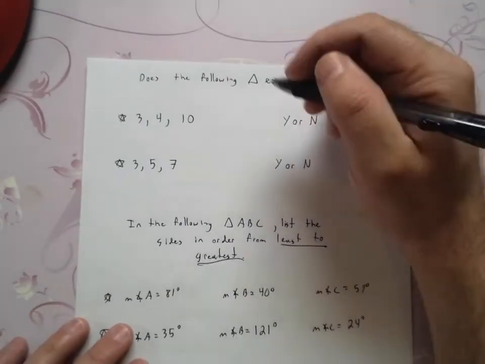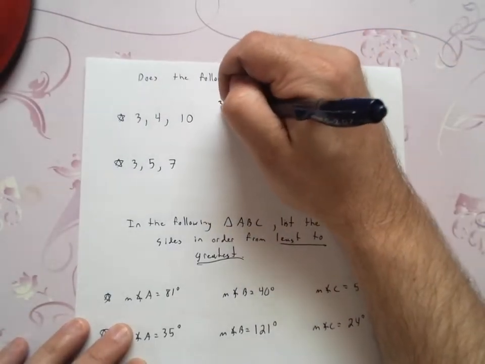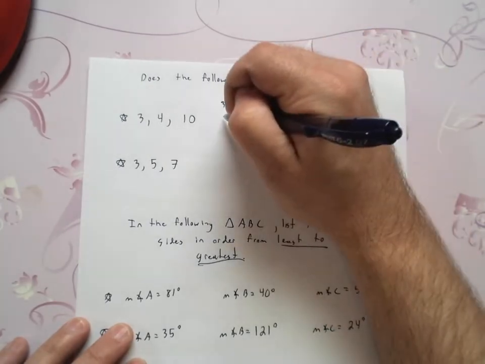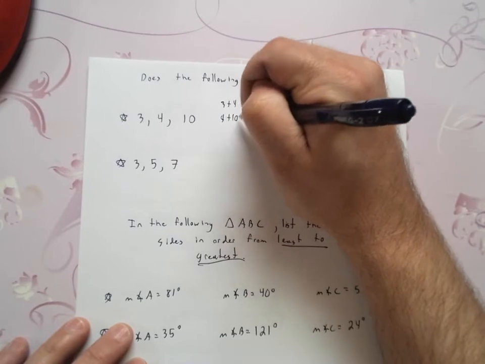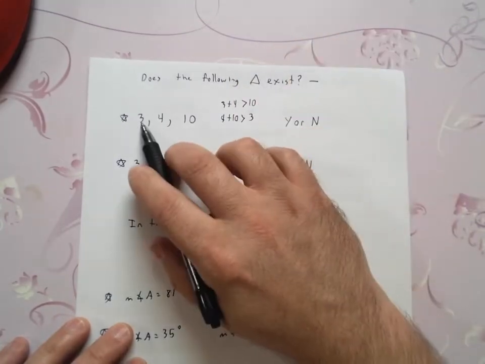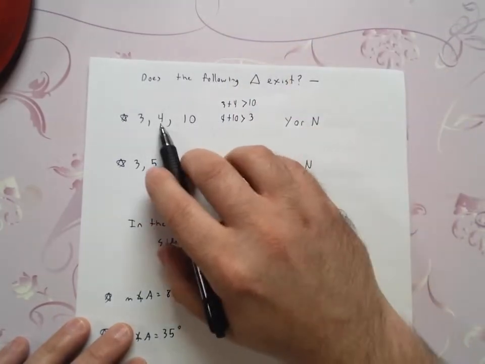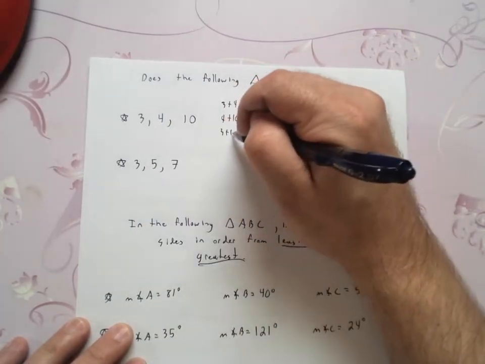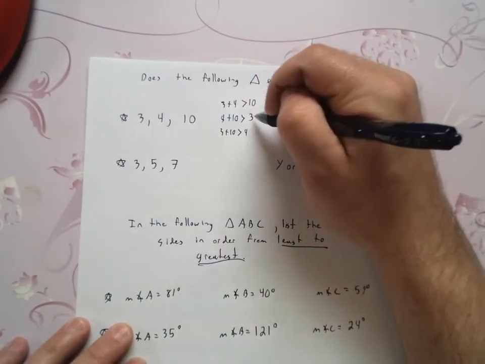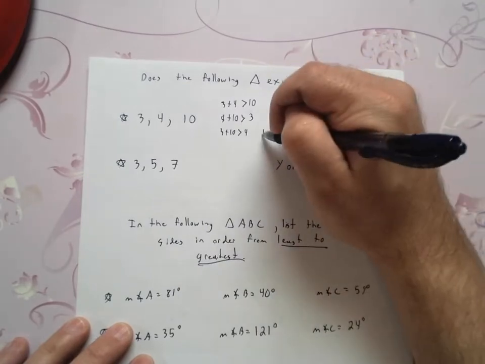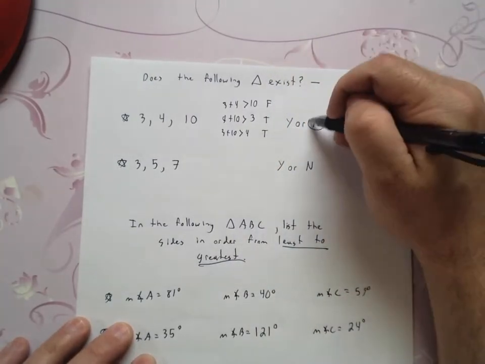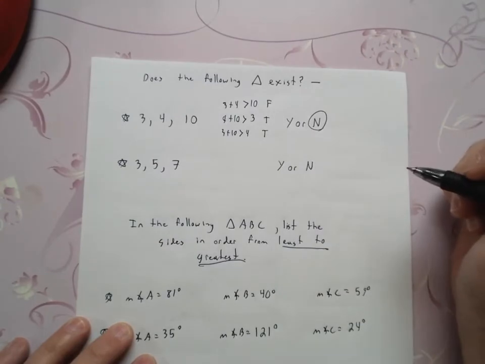Okay, so here, does this exist? Well, I've got to check out all 3 side combinations and make sure that they exist. So if I take 3 plus 4, is that bigger than 10? If I take 4 plus 10, is that bigger than 3? If I take 3 plus 10, is that bigger than 4? Obviously, just looking at these, you should know that this is true, this one is false. And since this guy is false, no, that triangle doesn't exist.